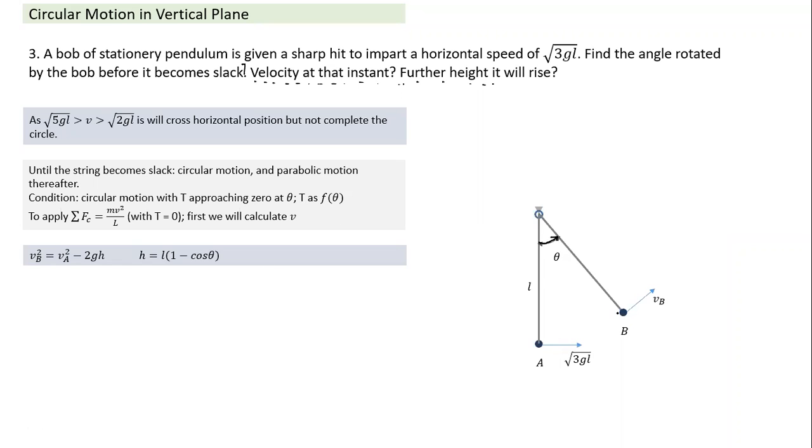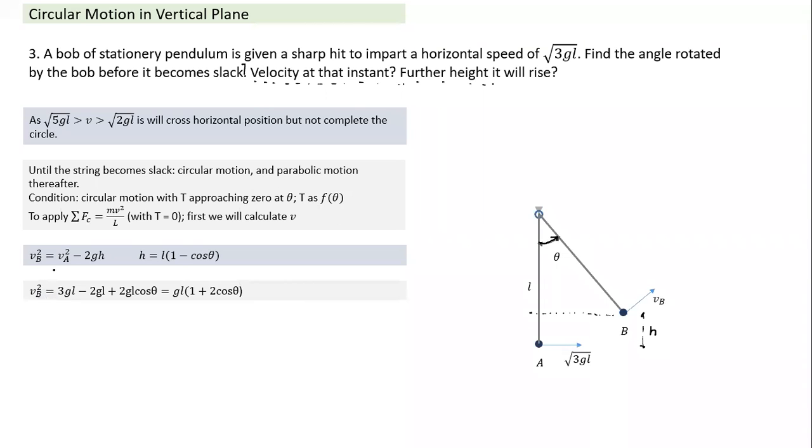So if this is a place here, what is VB square? VB square equals VA square minus 2gh from conservation of mechanical energy. Every time I'm skipping one step just to save time; we can simply apply conservation of mechanical energy. If this height is h, VB square will equal VA square minus 2g into h. But h also is a function of theta. How much is h? We have done this earlier also: h is L into (1 minus cos theta).